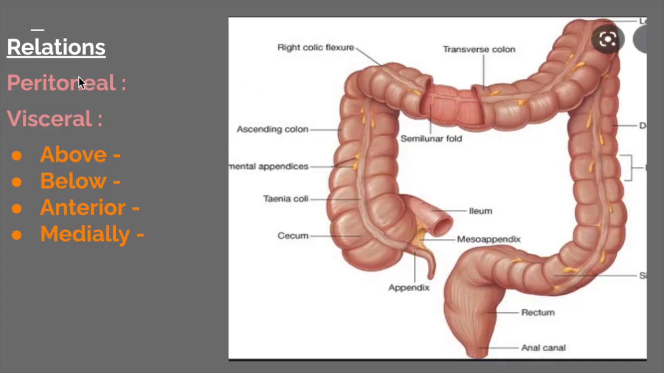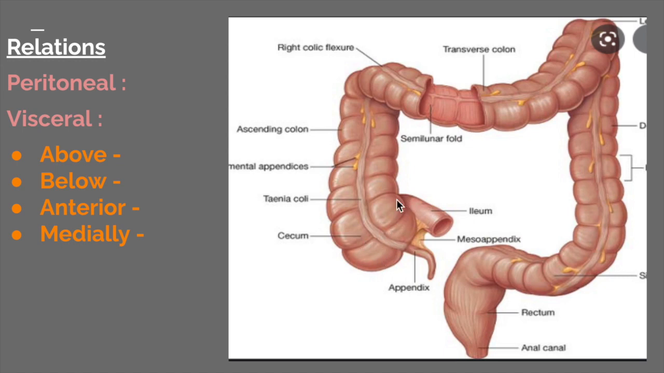Now we'll see the relations. First one, the peritoneal relations. See, this is the cecum, which is a large dilated sac, an asymmetrical cul-de-sac. This is the cecum which is entirely covered by the peritoneum, except in 5% of individuals posteromedially, a small triangular area directly related to the iliopsoas major muscle. That is a non-peritoneal area there.